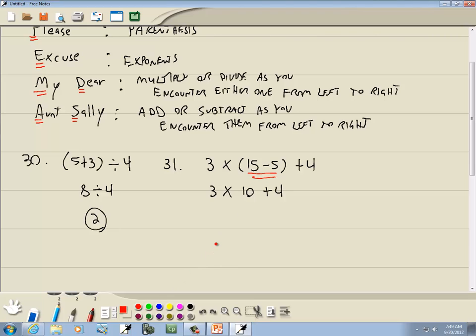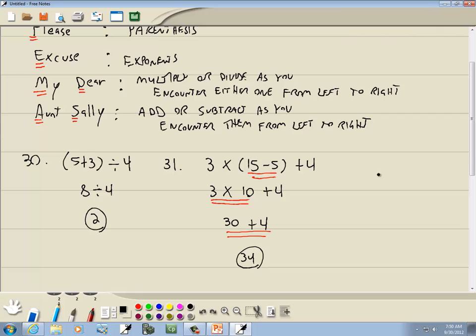Please excuse. There's no exponents. My dear, multiplication, division. Well, here's multiplication. So 3 times 10 gives us 30. And I'll bring down the plus 4. Aunt Sally, addition or subtraction. Well, here's addition. 30 plus 4 gives us 34. And that's our answer.